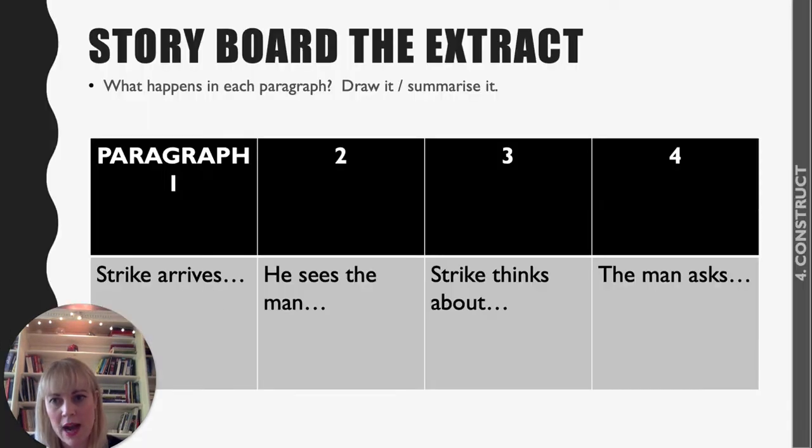Okay, and your job now is going to be to complete that sentence starter there. So Strike arrives at his office where he can hear two people shouting, one male, one female. An answer like that would suffice.